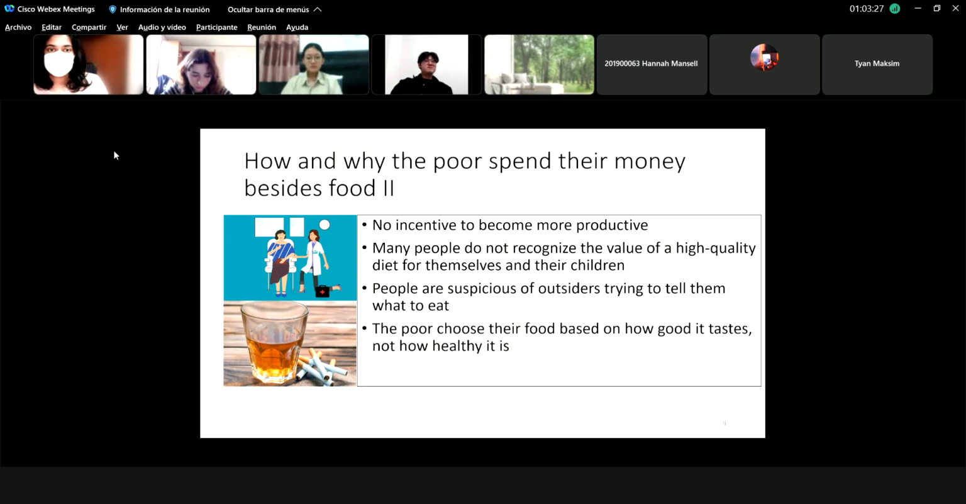And then there's also the problem that there's a lack of education, because many people do not recognize the value of a high quality diet for themselves and their children. And another reason is that people in the small villages are really suspicious of outsiders trying to tell them what to eat. So if some faraway scientist comes and wants to have a strong impact on their life, they might not really want to adapt to it.